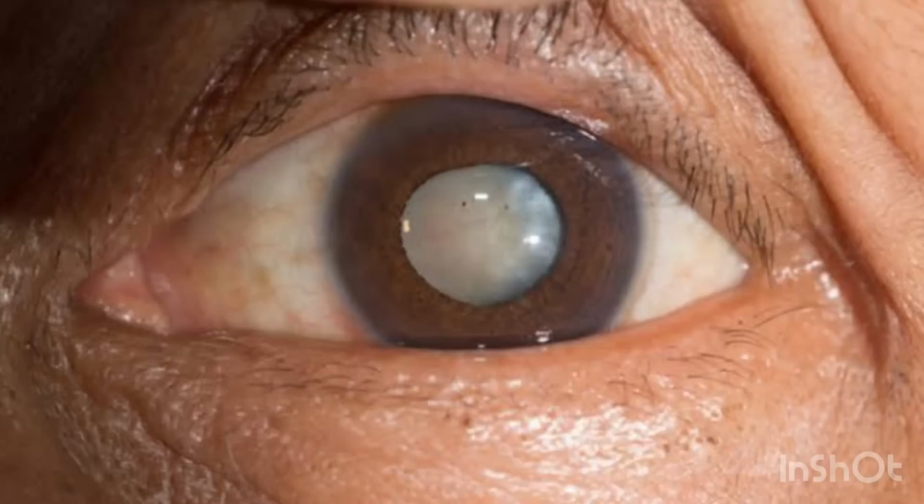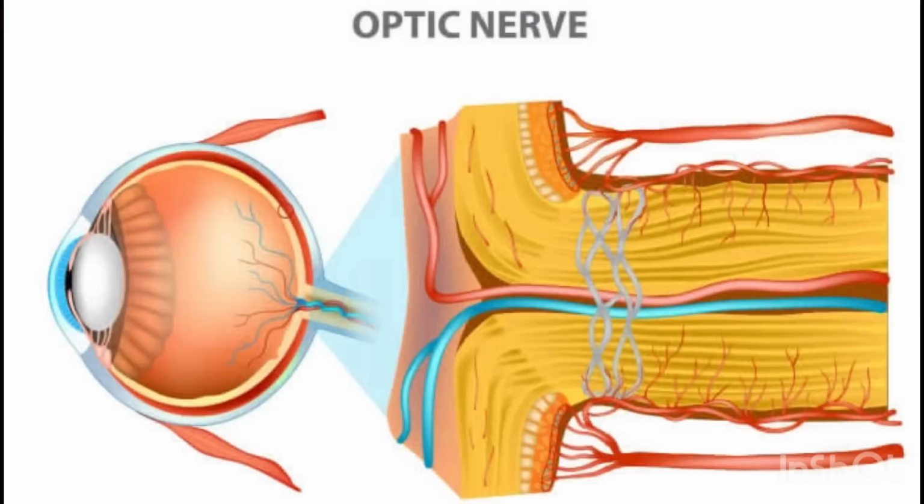Next, the fifth one is the optic nerve. The bundle of nerve fibers that carries visual information from the retina to the brain's visual center. It leaves the eye at the optic disc, also known as the blind spot, due to the absence of photoreceptor cells.